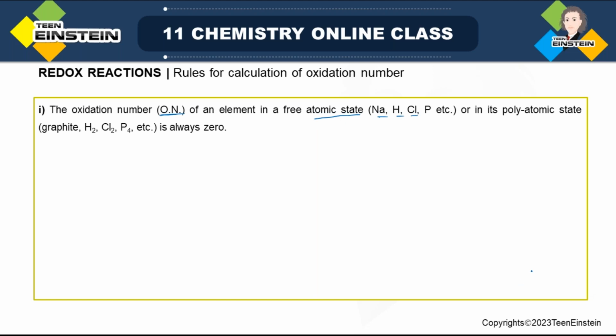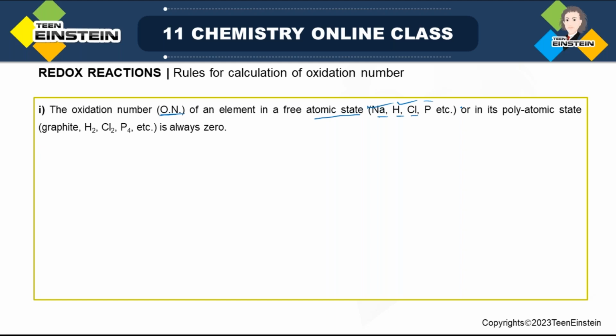That is how we represent elements, by their symbol. Or if it is in polyatomic state. So these are the atomic state. But suppose you are considering their natural state. Natural state means hydrogen, it remains a diatomic gas.